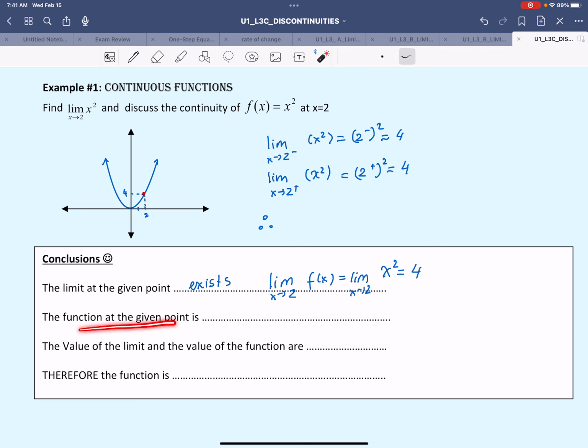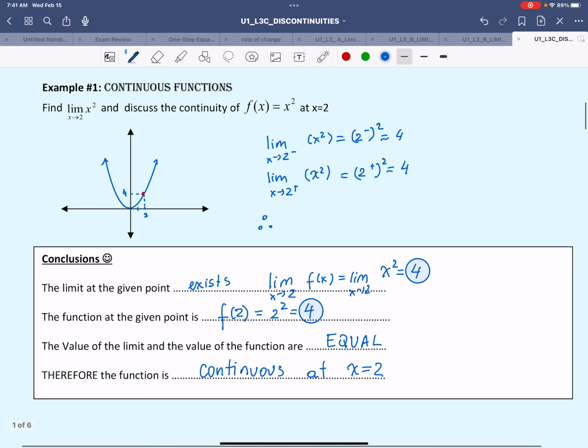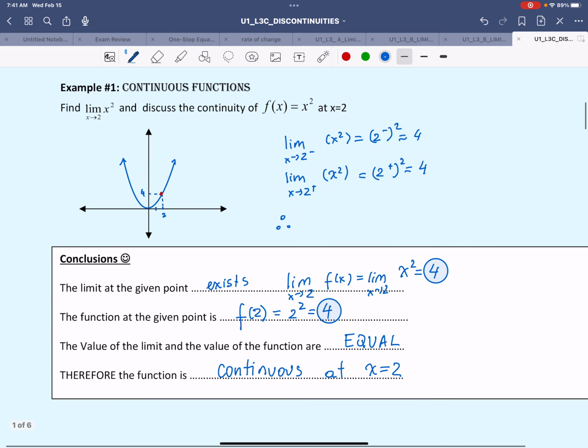Now, the function at the given point, so at x equals 2, or f of 2 is equal to 2 squared or 4. As you can see, the value of the function at the point and the value of the limit at the point are equal. Therefore, we're going to say that the function is continuous at the point that we discussed, so at x equals 2. Obviously, this is continuous at any real number x throughout its domain.